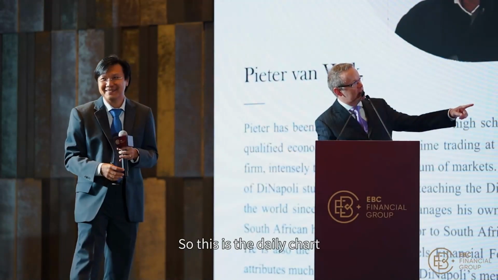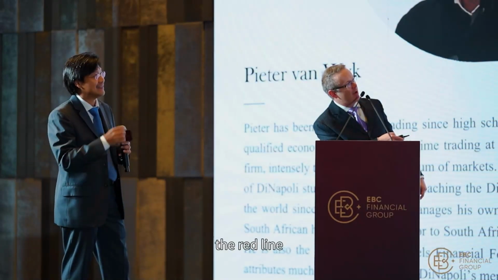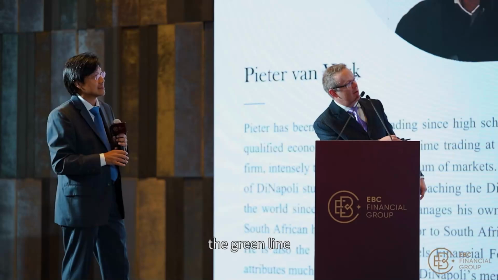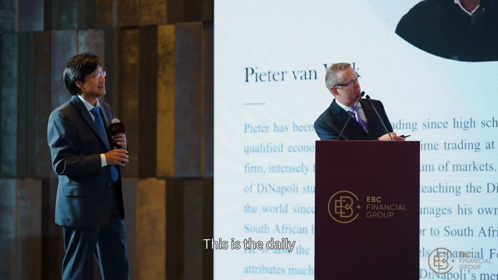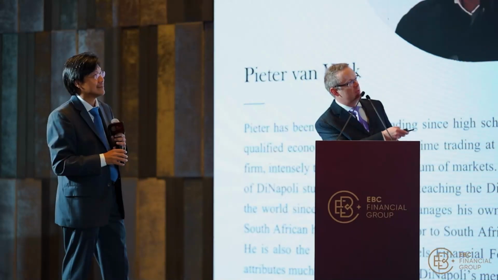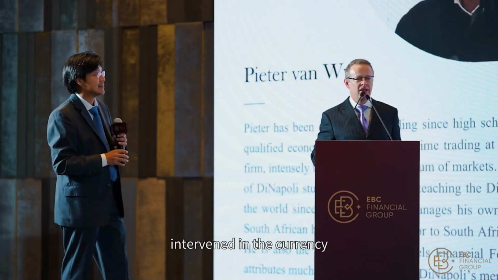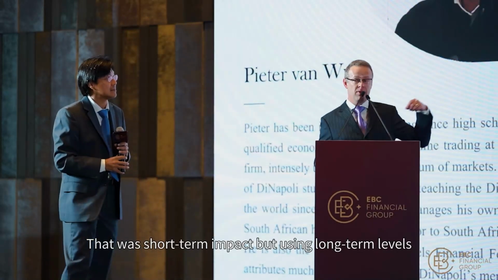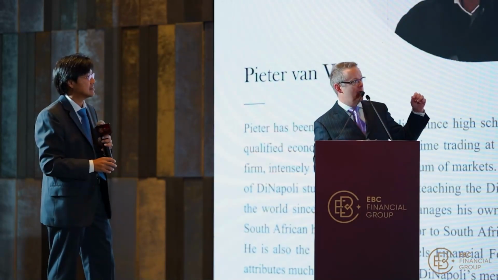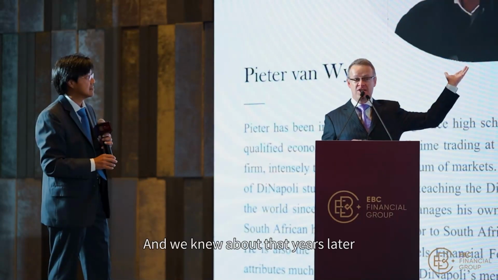So this is the daily chart. You see that high there, the weekly numbers, the red line, the green line, that's the yearly XOP, the weekly XOP. This is the daily. Boom, boom, boom. That was the day that the Bank of Japan intervened in the currency. Okay, so that was short-term impact, but using long-term levels. Yeah, and we knew about that years later.